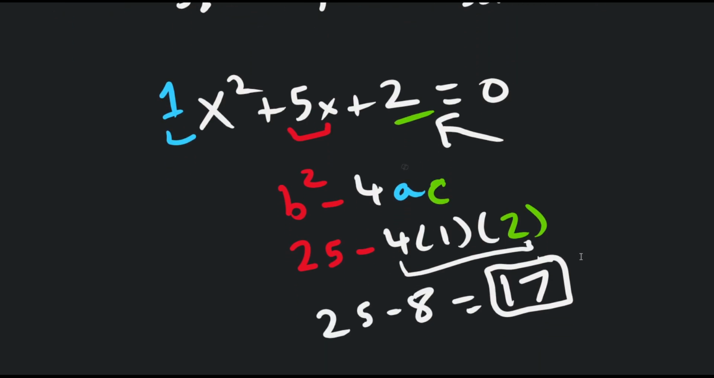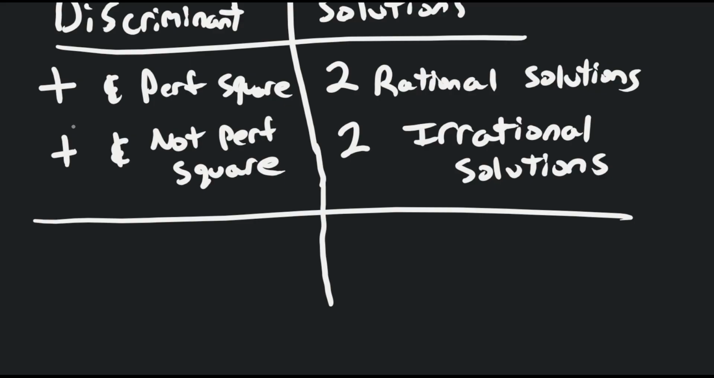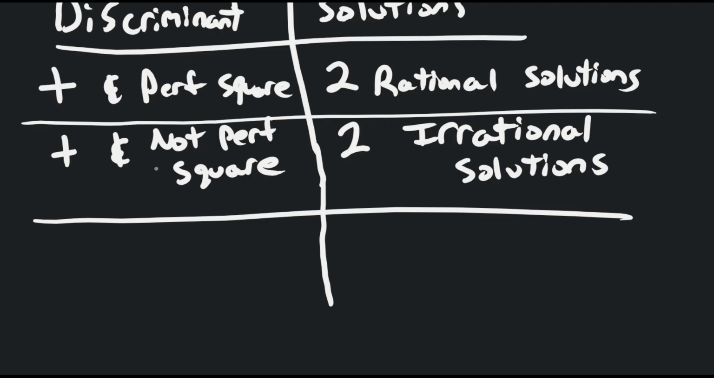And if you go ahead and try to complete the square or use the quadratic formula, you'll see that you'll have two solutions, but they will be irrational numbers. So let's go ahead and get rid of this right here. Let's keep going. So that's what happens if your discriminant is positive. Positive and a perfect square means you'll get two rational solutions. Positive and not a perfect square discriminant means you'll get two irrational solutions.